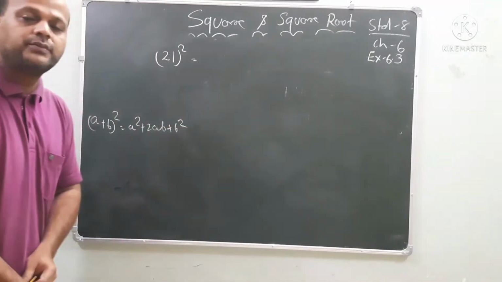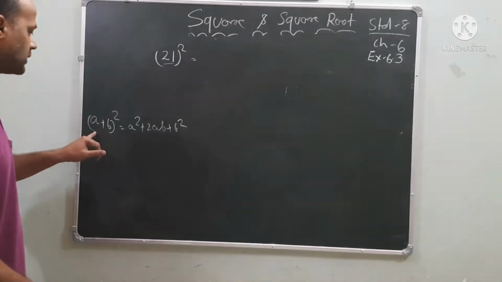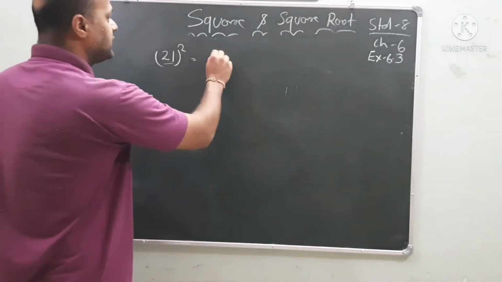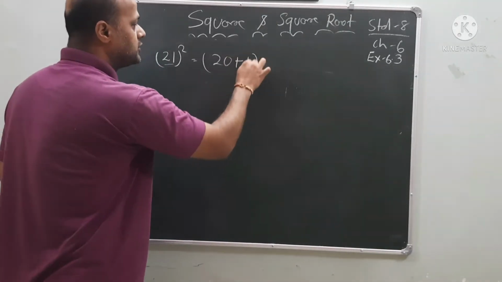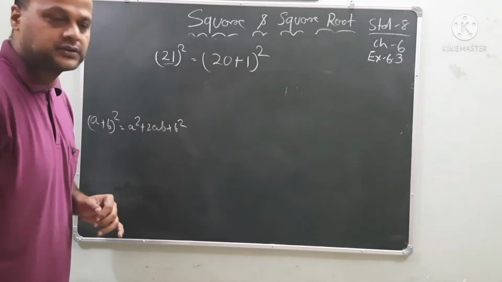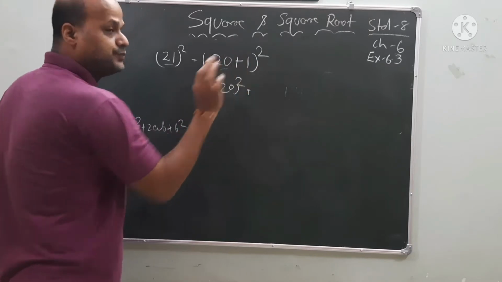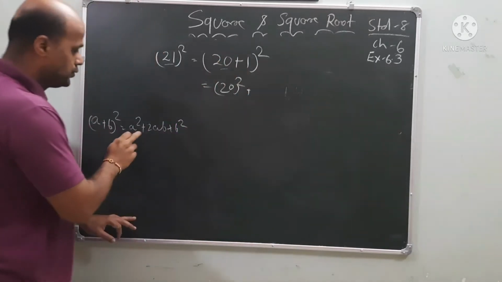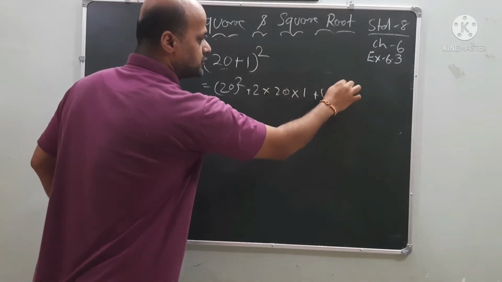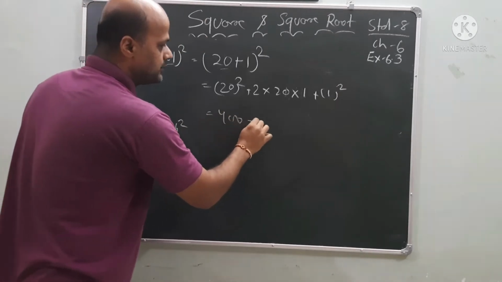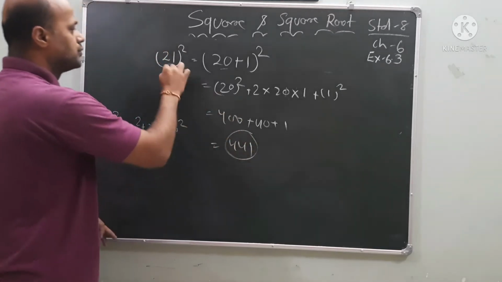Understood my dear friends? So remember this one, that you have to arrange 21 in such a manner that it becomes in the form of a and b. So go for the nearest 10: 20 plus 1 whole square. Now it is in the form of (a plus b) whole square. Put it: 20 is a, here 1 is b. So 20 square plus 2ab, 2 into 20 into 1, plus 1 square. So 400 plus 40 plus 1. We can say 441 is the square of 21.